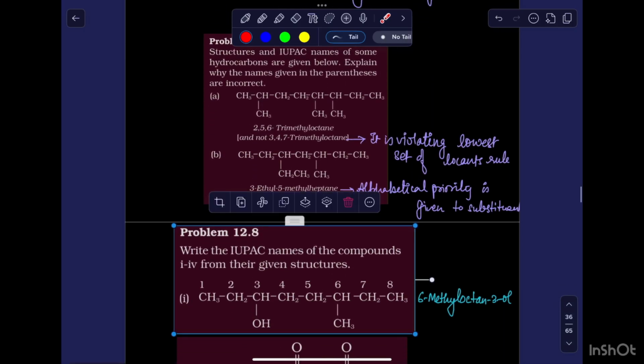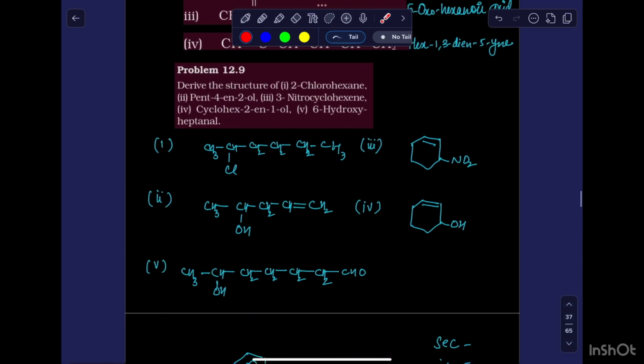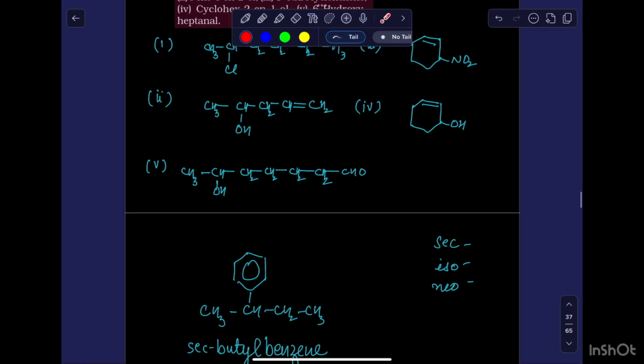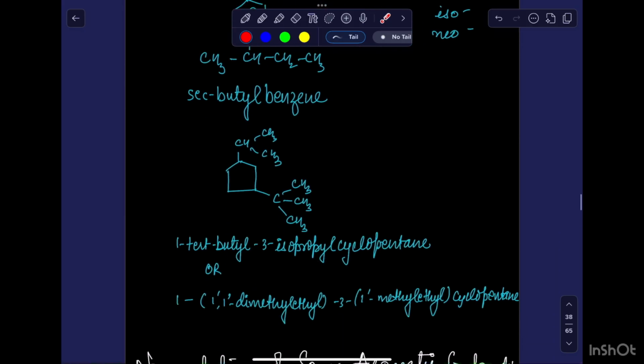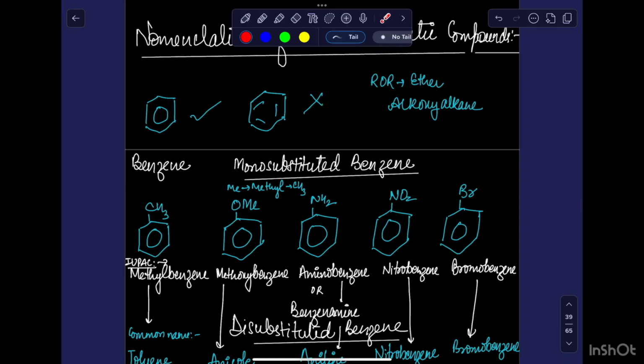Then I have solved all the questions which are given in NCERT in-text exercise. You can just pause the video and check this. Then we have nomenclature of some aromatic compounds. Mainly the aromatic compounds given here are benzenoid aromatic compounds, meaning which have a benzene ring.